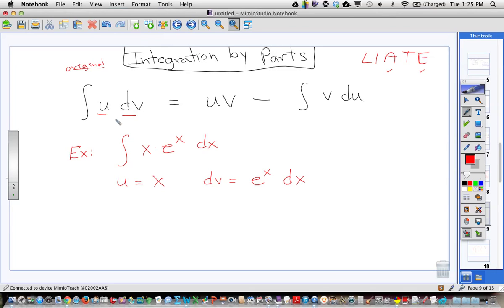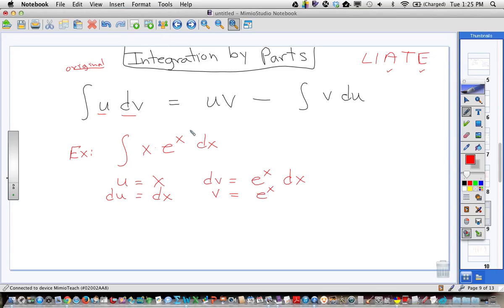All right, so below the u we're going to write what? du. What's a du on that? 1 dx. So we'll just put dx. We don't need the 1. And what are we going to put under the dv? v, the antiderivative. And what's the antiderivative of e to the x? e to the x. And we remember the dx just goes away, just like it always has when we do the antiderivative. That just means with respect to x.